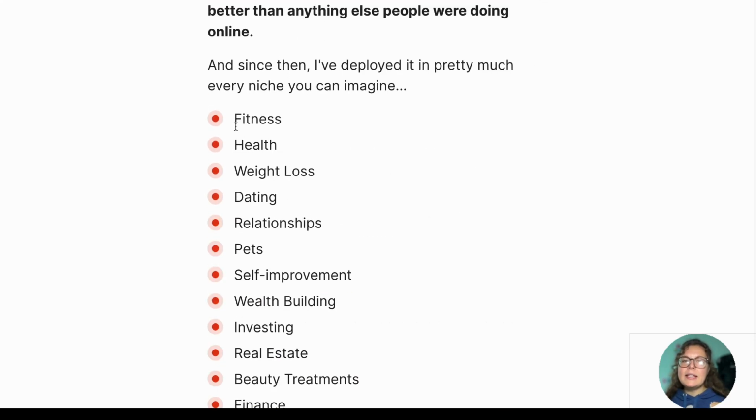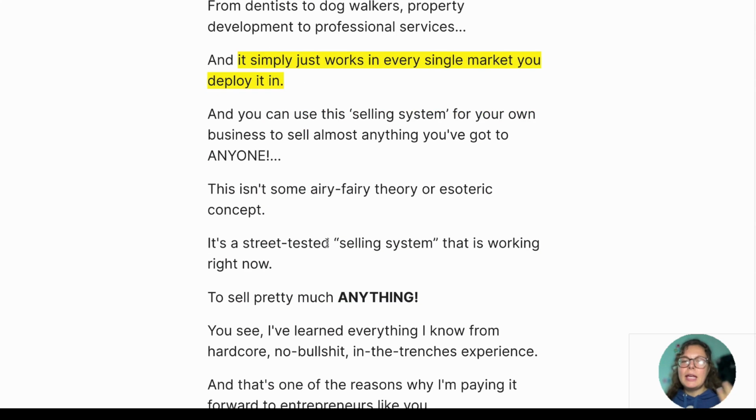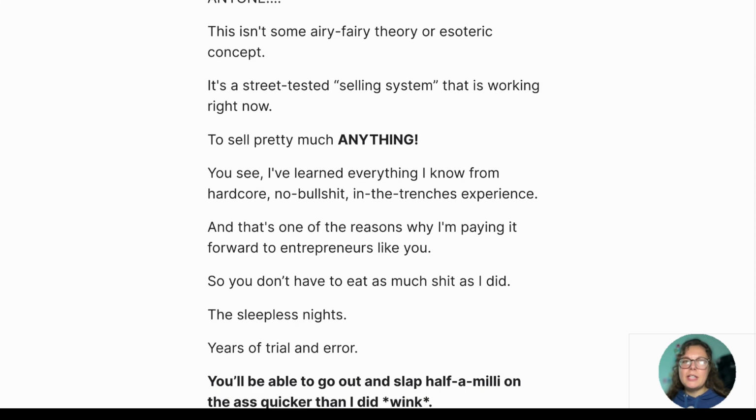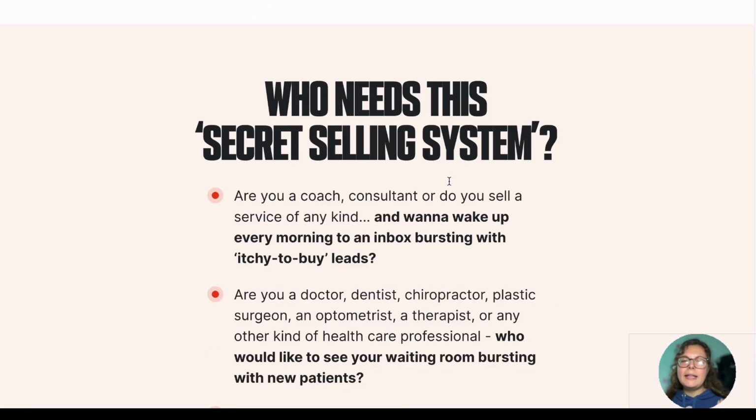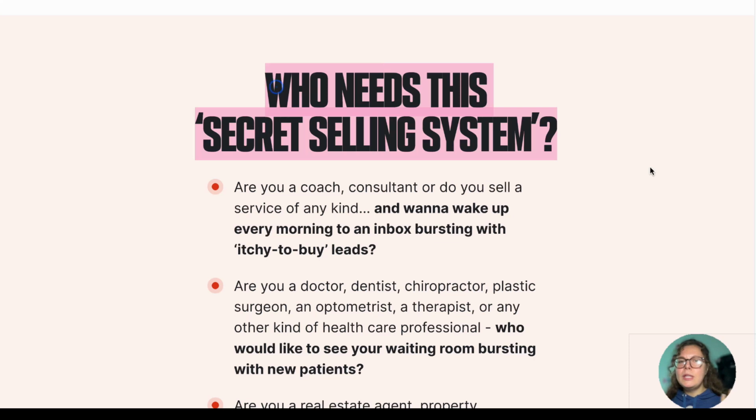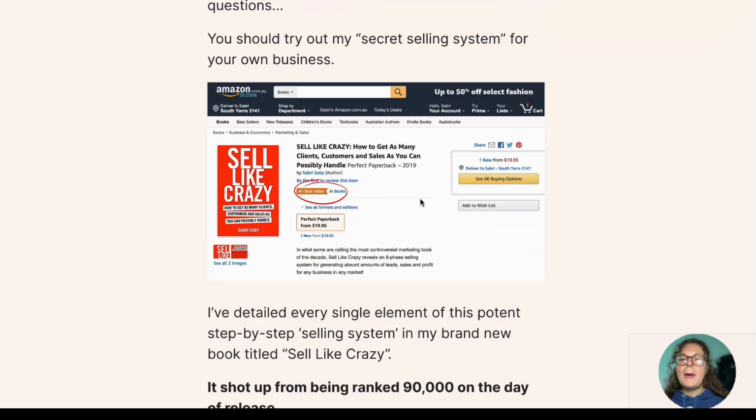Okay, and he's qualifying the prospect here by mentioning the different industries that they could be working in. So again, go through this by yourself. This is the sell like crazy book.com page. And then again, who needs this secret selling system? So notice his headlines are also strategic. If you're just scrolling through, you might stop here and be like, oh, who needs this? Do I need this? So he's allowing the prospect to qualify themselves.